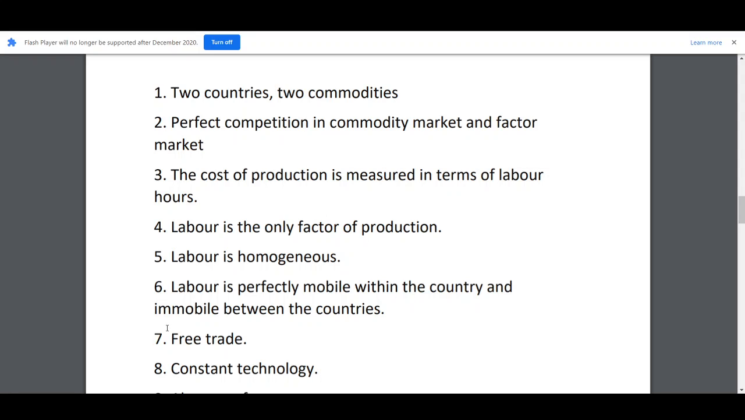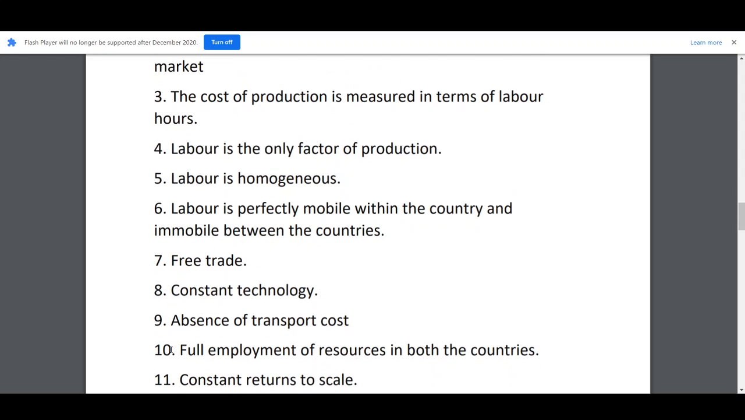Now, the seventh assumption or condition of David Ricardo is a free trade policy. That means there should not be any restrictions, no tariff and non-tariff barriers, for the smooth conduct of trade. That was the seventh assumption of David Ricardo. Now, the eighth assumption is constant technology. Ricardo is assuming that the technology should remain constant.